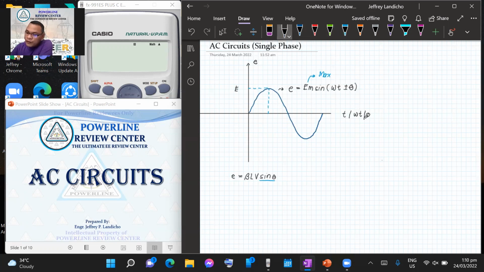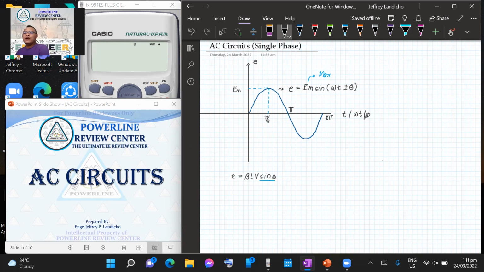Now, alam natin, for one complete cycle, so this is the positive alternation, this is pi or 180 degrees, and this is 2 pi, or that is one complete cycle, which is equivalent to 360 degrees. So ibig sabihin, we may always consider that the maximum value always occurs at what? Pi all over 2, or that is at 90 degrees. No?